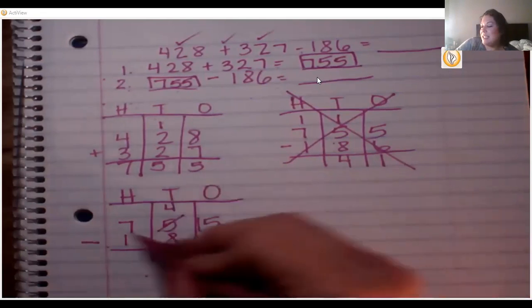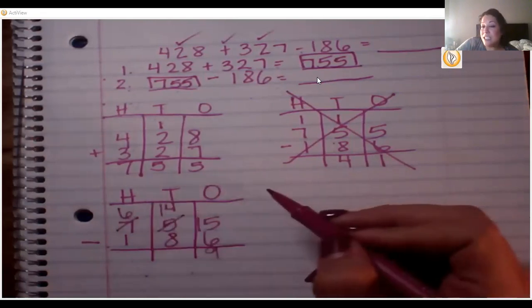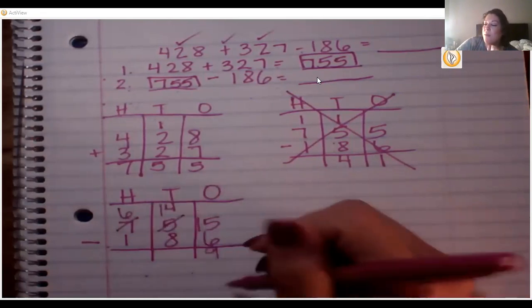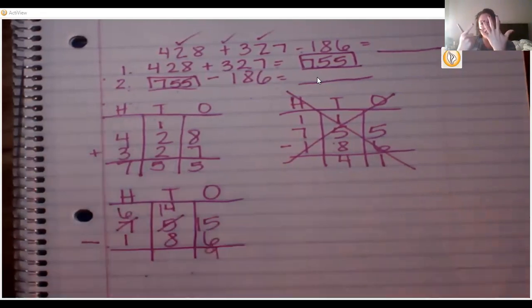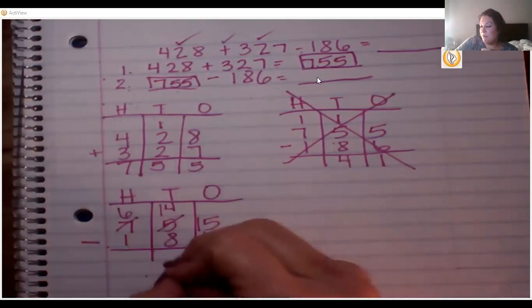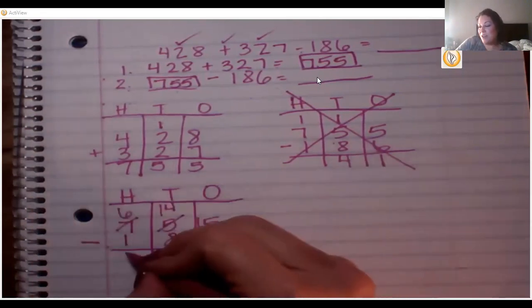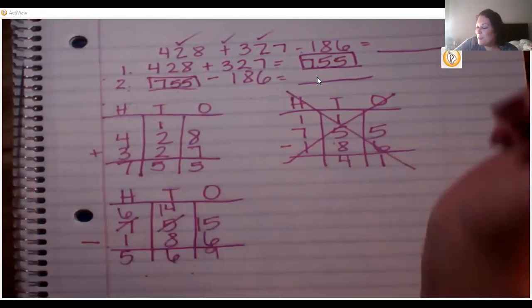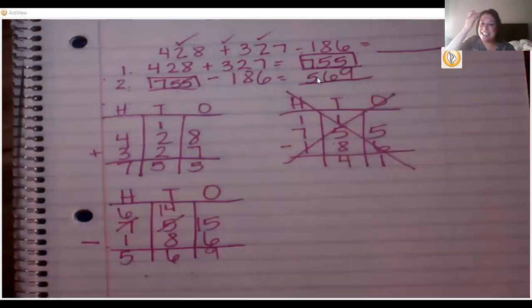4 minus 8, oh, can't work that one out either, so I need to do some more regrouping. 14, take away 8, I'm going to count out 8, 9, 10, 11, 12, 13, 14, 5 and 1 is 6. And then 6 minus 1, that one I can do, 6 minus 1 is 5. That gives me a total answer of 569. And if Miss Austin knew how to hit rewind on this, you probably wouldn't have caught that mistake.